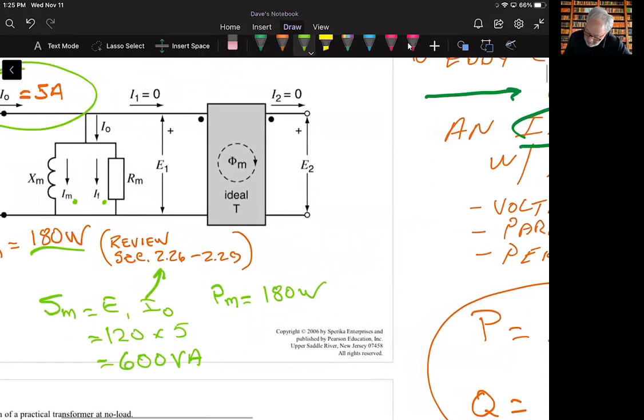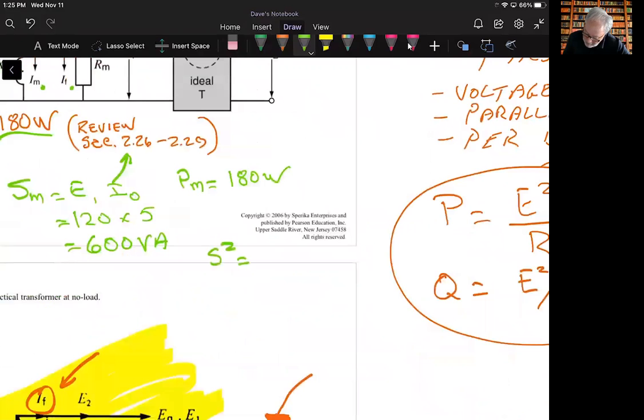S squared is equal to P squared plus Q squared, right? And we have this, and we have that. So what we'd like to get is Q squared. So Q squared would be apparent minus active, square root of this, square both sides.